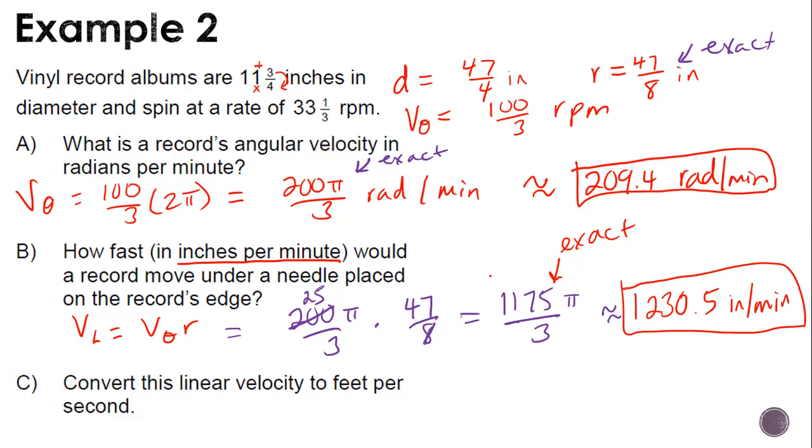All right, but here, linear velocity. When you're converting, you want to use your exact value. So our exact linear value is 1175 pi divided by 3. When you have a fraction, you can still set up train tracks and get to the same conclusion. I should have made this a little bit bigger and zoomed in. Let's pause for a second and I'm going to do that.